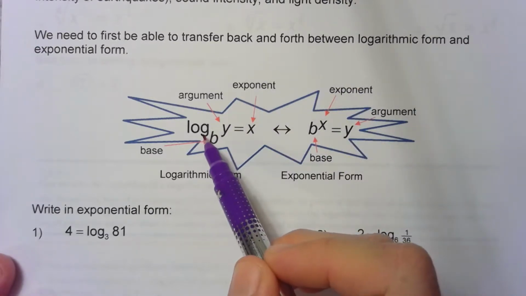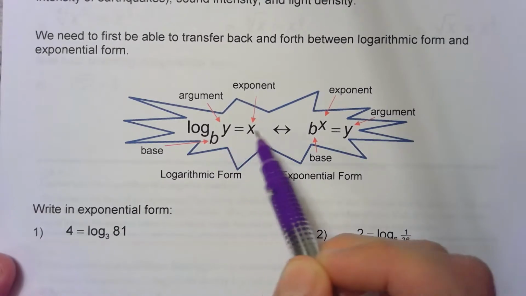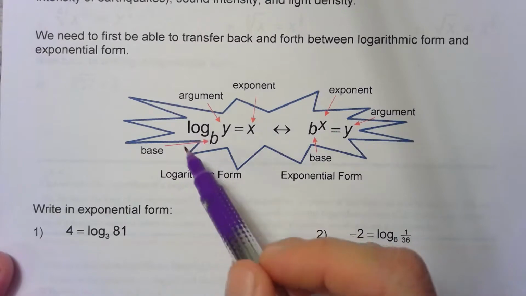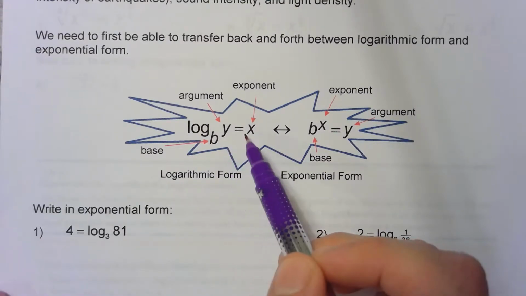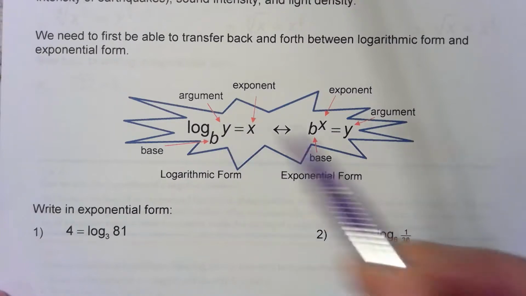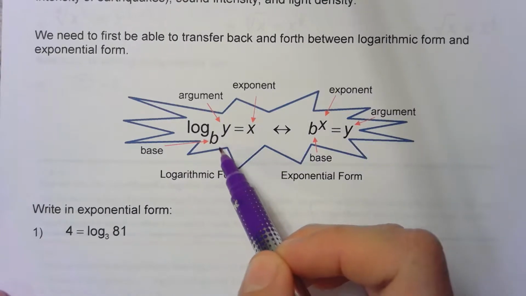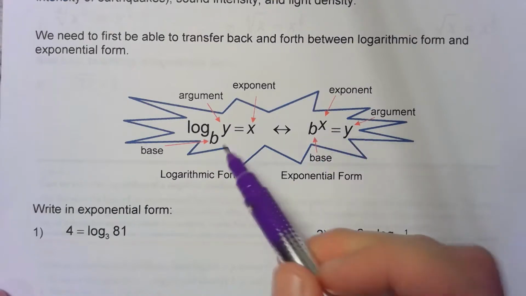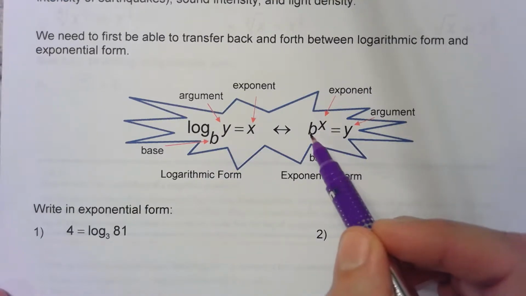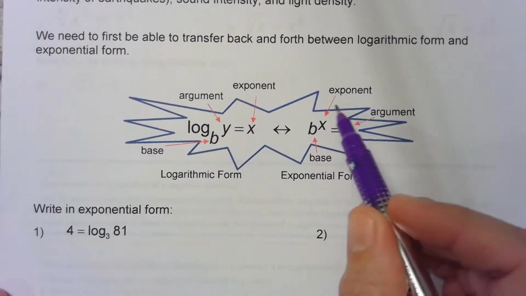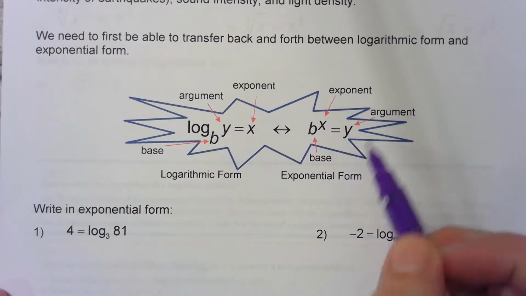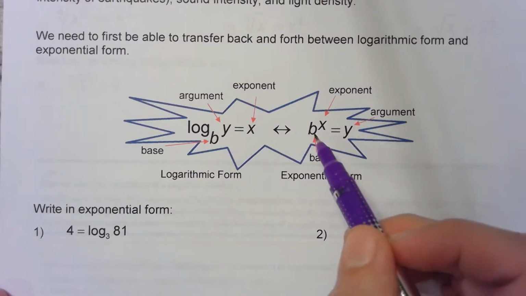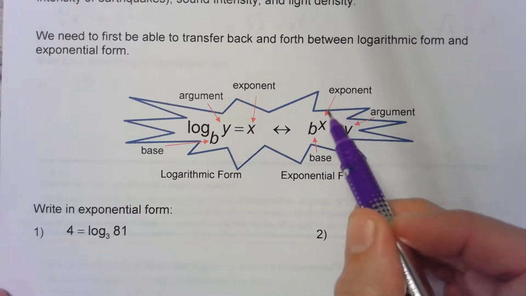So we have log base b of y equals x. That's how you would read this. If you were to write this in exponential form, it would be b to the x equals y. If you were to write this exponential into logarithmic form, it would be log base b of y equals x. Do you notice I'm doing that same little, some teachers call it a fish hook. So you start here and you go around this way. So log base b of y equals x.